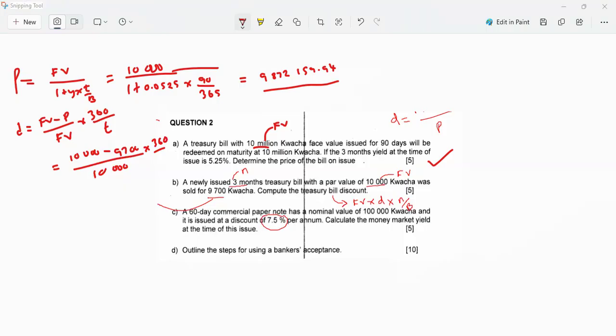So assume it's about 90. All right. So when we compute this, what are we getting? We're getting 12% or 0.12. So this is our discount rate.